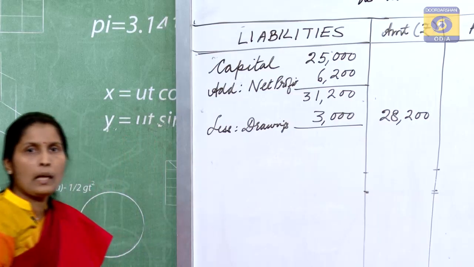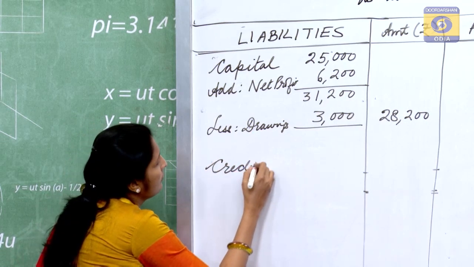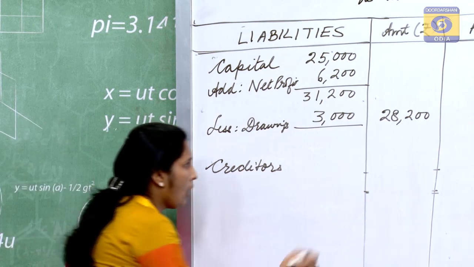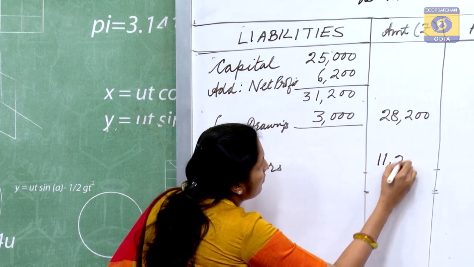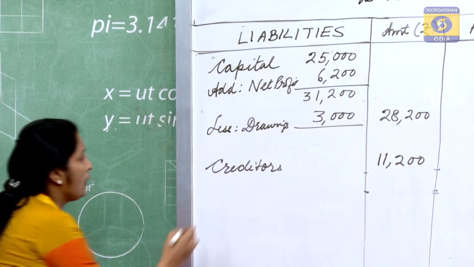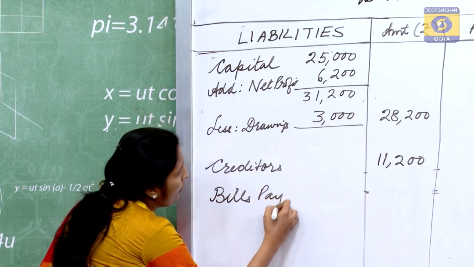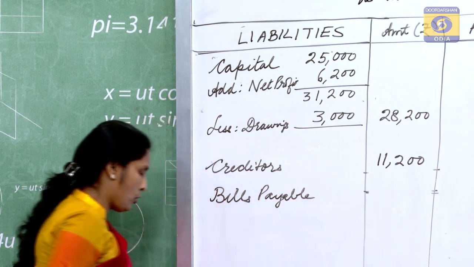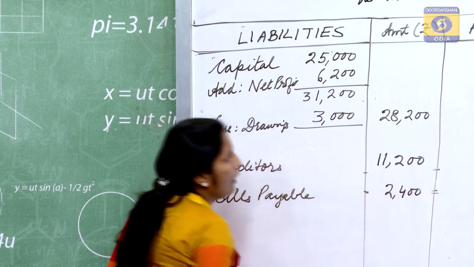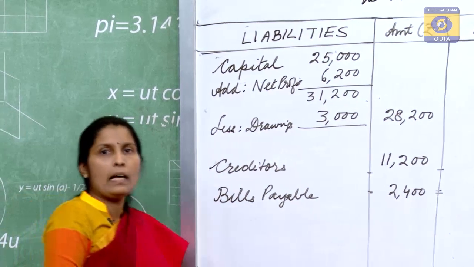The next item on the liability side, we have creditors. So, the amount of creditors given to us is 11,200. Next, we have bills payable. So, the amount of bills payable given to us in the question is 2,400. I think those are the items that will appear on the liability side. Let us now move to the asset side.